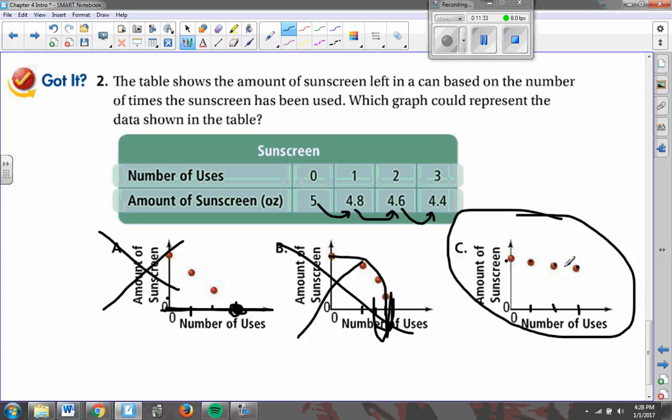All right? So hopefully we're starting to understand what these graphs can show us, even when they're just rough sketches. They can show us variables. They can show us what's happening in a real world kind of context or situation.